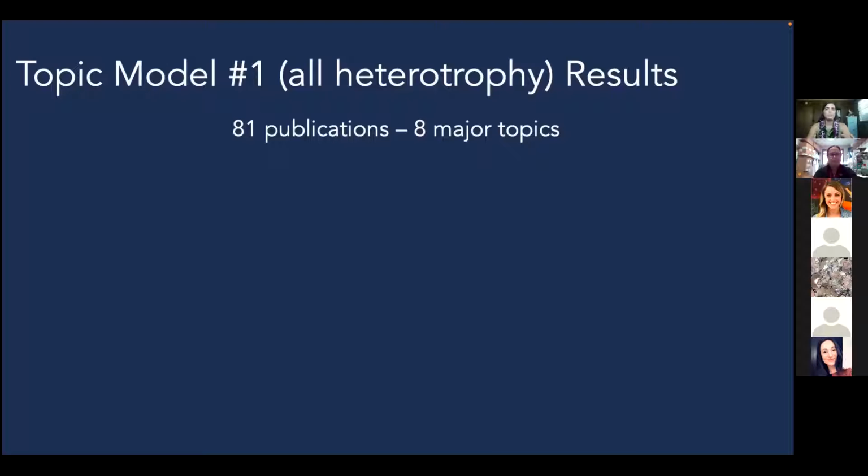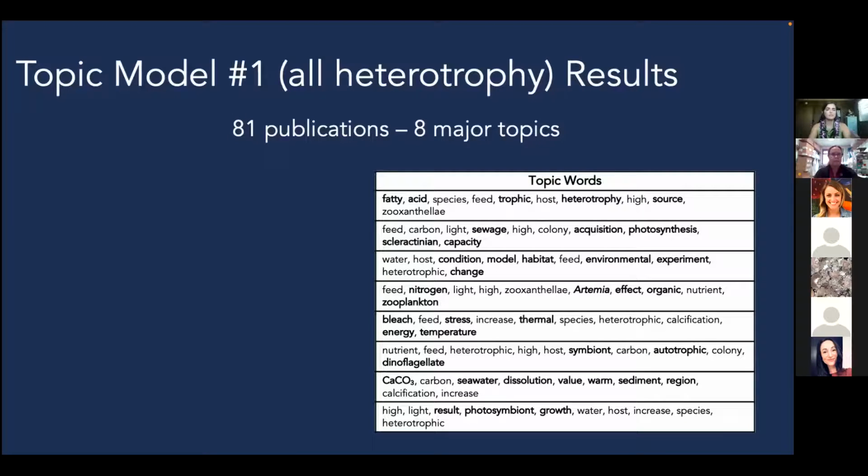Now, I had mentioned topic words before. When the model outputs the topics, this is what the computer is saying is a topic, and it's showing the top 10 most representative words. For the computer, it goes, here you go, this is a topic. So fatty acid, species, feed, trophic, host, heterotrophy, high source, zooxanthellae. That is what the computer told me is topic number 1.